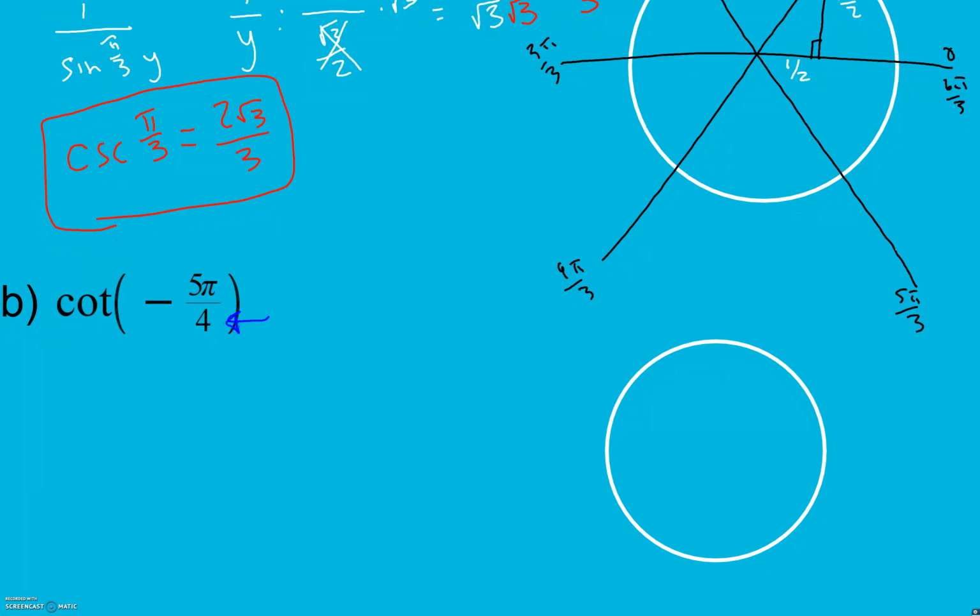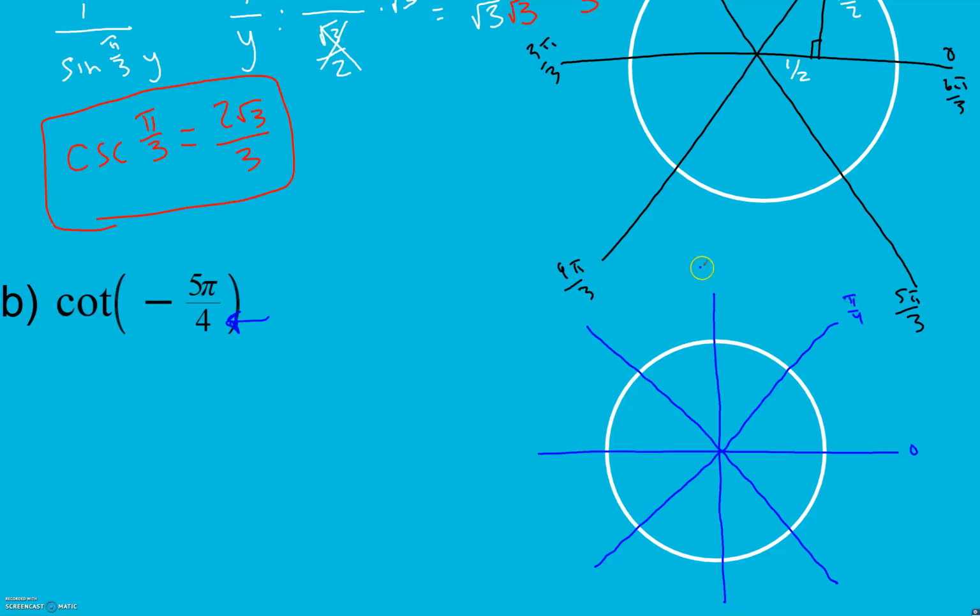And I need to split it up into fourths. So 1, 2, 3 lines, 4 lines. 0, pi over 4, 2 pi over 4, which is the same as pi over 2, 3 pi over 4, 4 pi over 4, which is the same as just pi, 5 pi over 4, 6 pi over 4, 7 pi over 4, and 8 pi over 4, which again is just 2 pi.